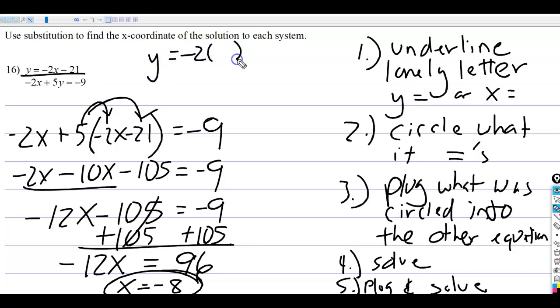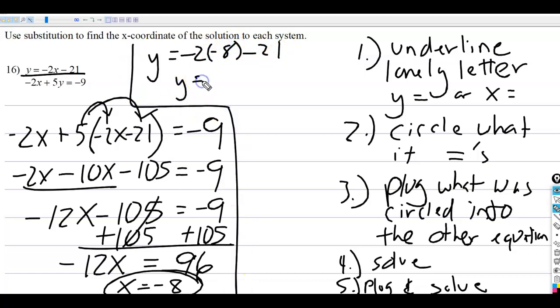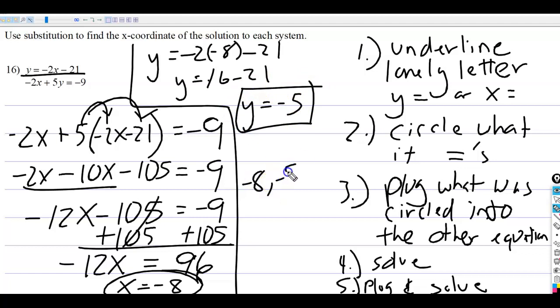So I'm going to replace x with what I got for x. I got negative 8. So the two negatives there, negative 2 times negative 8 makes 16. And 16 minus 21 is negative 5. So there's the y value and the x value. Those two lines would cross at the point negative 8, negative 5. Okay, and that's how you solve a system of equations by itself.